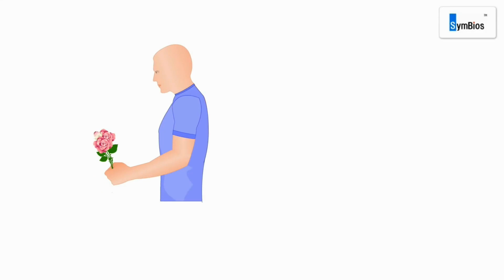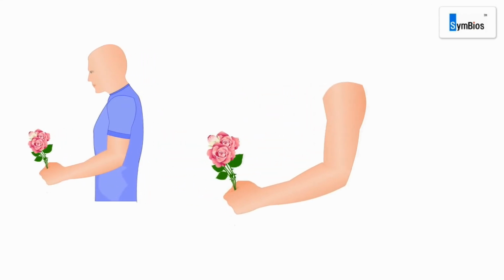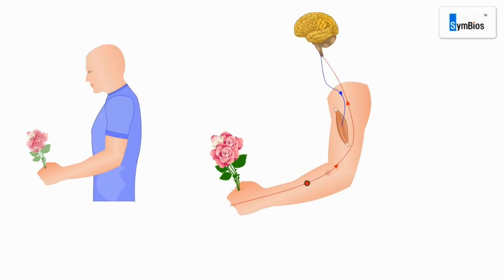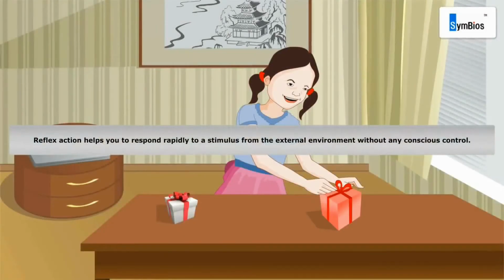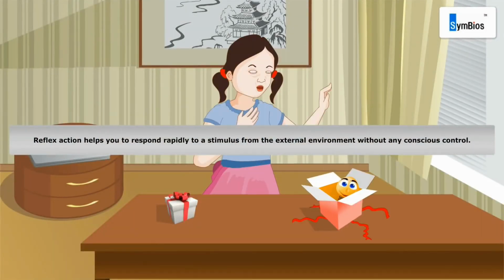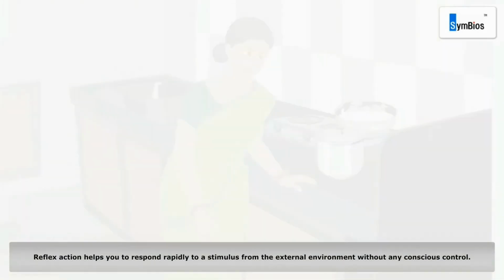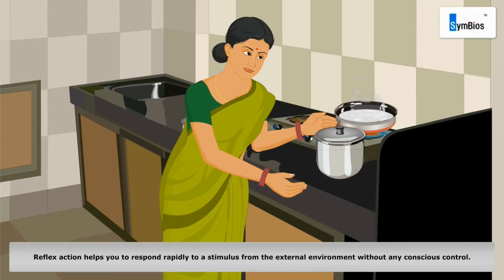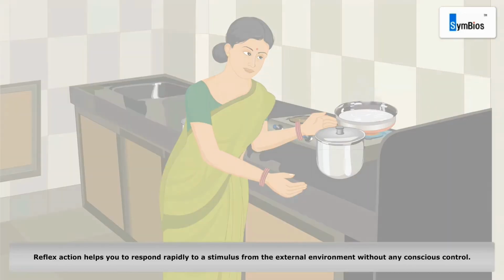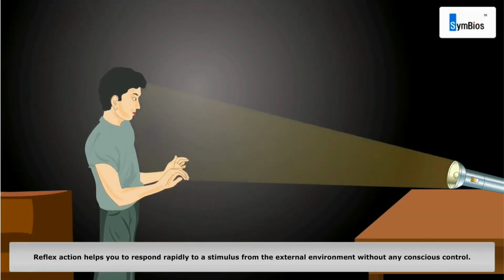In normal action, the impulses reach the brain. The brain controls the other organ systems of the body, either by activating muscles or by causing secretion of chemicals such as hormones and neurotransmitters. Reflex action helps you to respond rapidly to a stimulus from the external environment without any conscious control. Now, you might have understood how you are able to pull back your hand when you touch a hot object, or close your eyes when light rays falls on it.